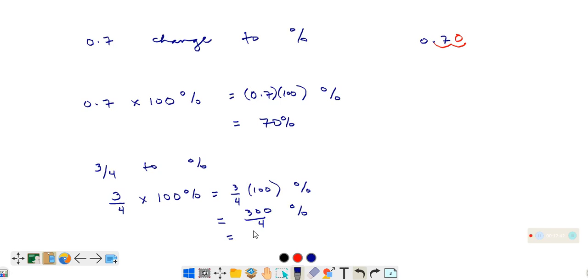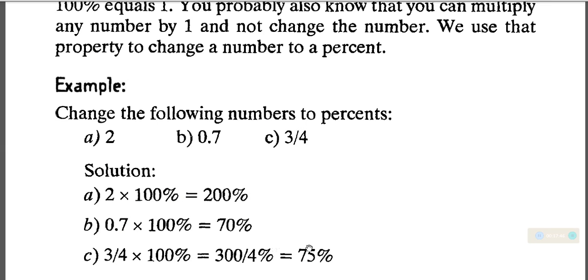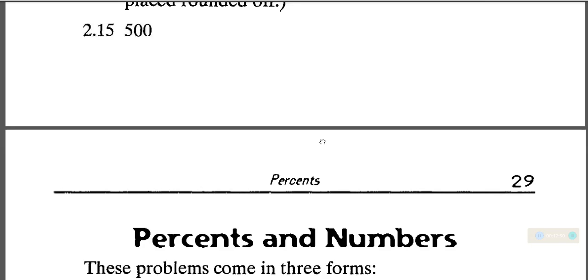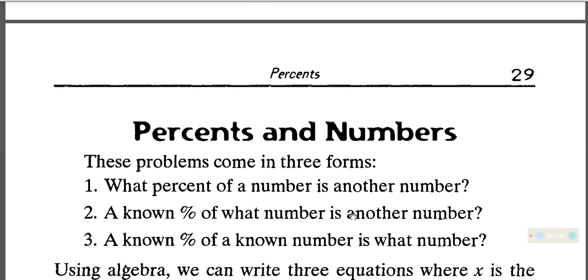So, 3 times 100 is 300 over 4. Divide 300 by 4. Ilan siya? 300 divided by 4. We have 75. So, this is 75%. Let's check. Yes, that is 75%. Again, we have some practice problems.